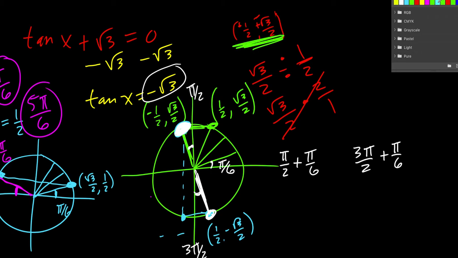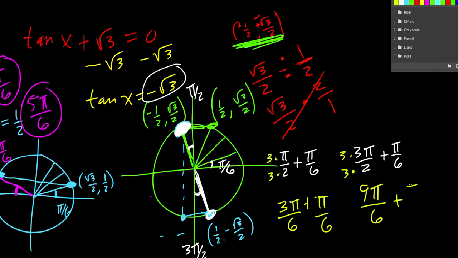All right, now we just need to simplify. So this is 3 over 3. This is also 3 over 3 to get the same denominator. So we get 3pi plus pi, and they're both over 6. And this one we get 9pi over 6 plus pi over 6.